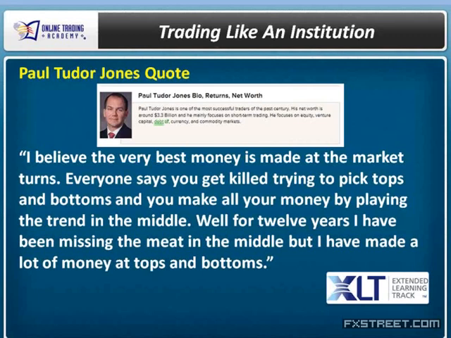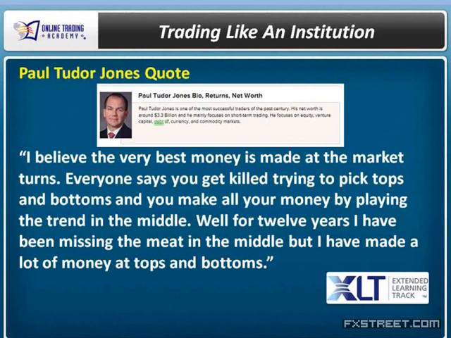Anyway, about a month ago, Paul Tudor Jones comes out with this quote. Look at the quote he puts here. He says, "I believe the very best money is made at market turns. Everyone says you get killed trying to pick tops and bottoms, and you make all your money by playing the trend in the middle. Well, for 12 years, I've been missing the meat in the middle, but I made a lot of money at tops and bottoms." I was pretty happy when he put that quote out there because I feel exactly the same way.